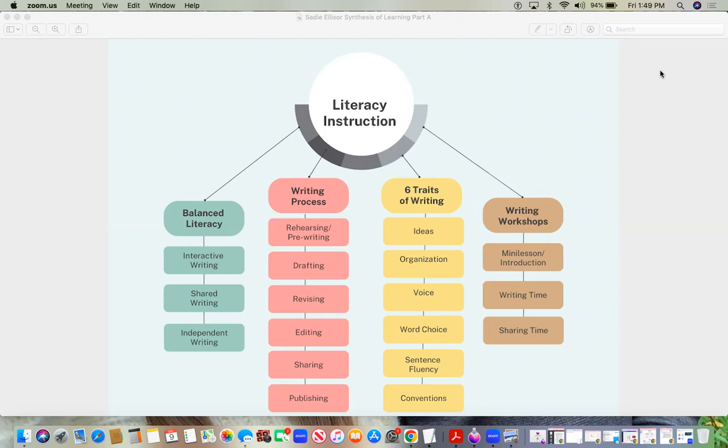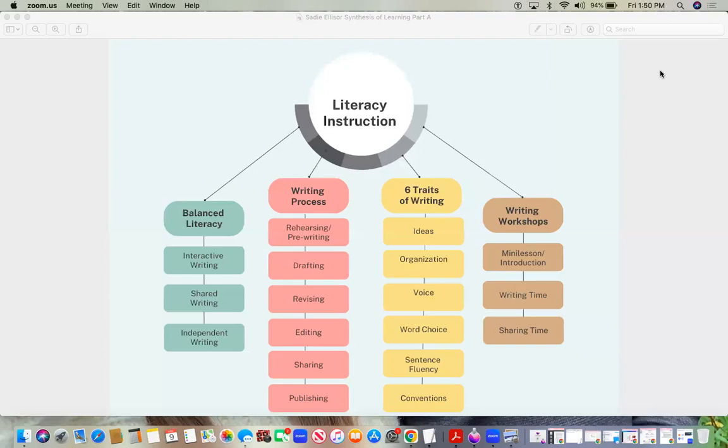Next, we have the writing process stages. First, we have rehearsing and pre-writing, during which the student is brainstorming what they're going to be writing about. They must establish their purpose and their audience. Next is drafting. Here, they are focused on their organization, voice, word choice, and sentence fluency. They are getting their ideas on the paper in this stage.